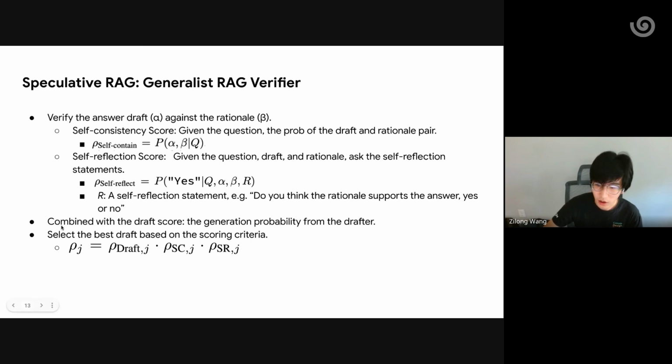And the third one is quite simple. That's from the drafter model. We generate this answer and score with the drafter. We'll have the probability. Yeah, we also consider that. We combine these 3 scores together and produce the final score for the draft, rationale pair, and select the best draft based on this score.